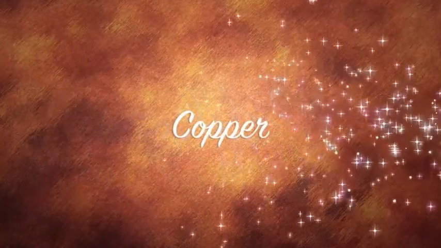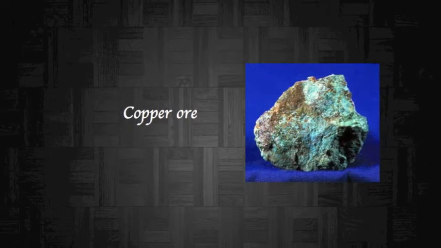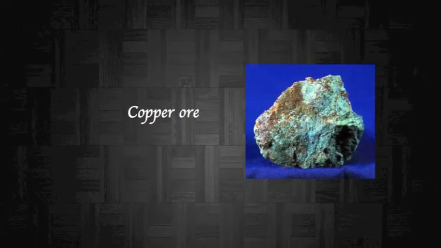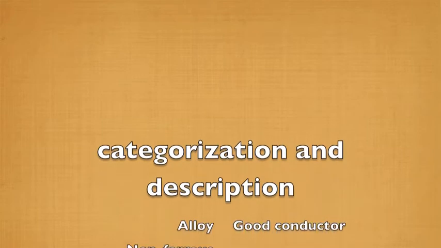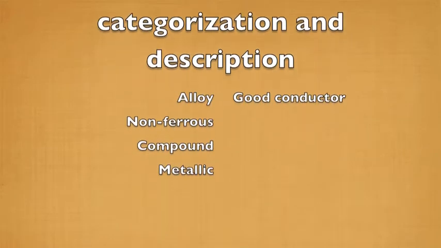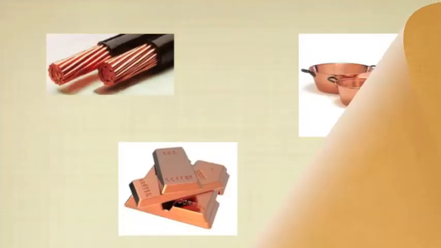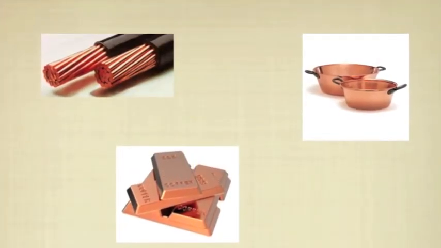And now it's time to talk about copper. The melting point of this material is 1085 Celsius. Copper ore is rarely found and comes in small amounts in rocks, alongside steel, and yes, it is recyclable. And it is an alloy, non-ferrous, and a compound. A good conductor for electrical current and heat, it is produced as electrical wires and cooking pots.